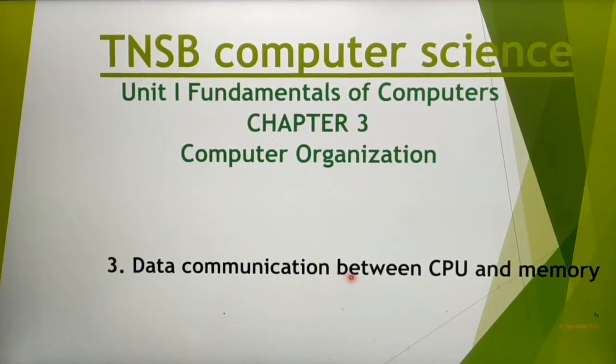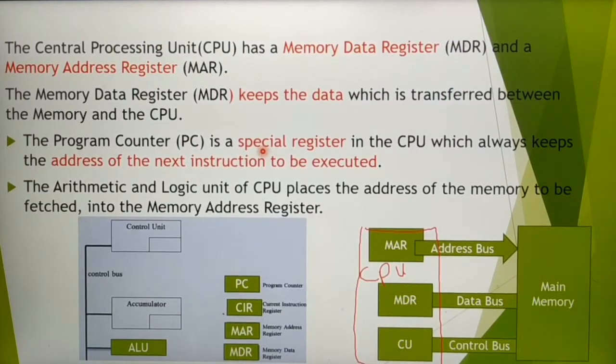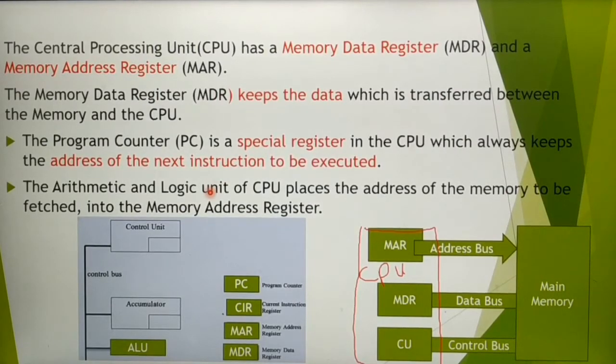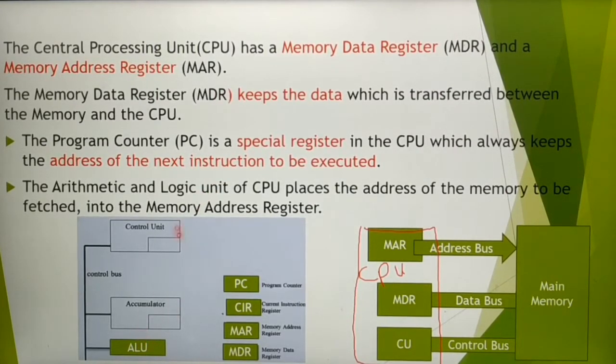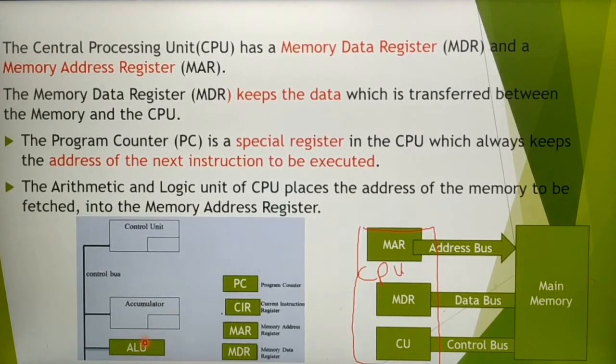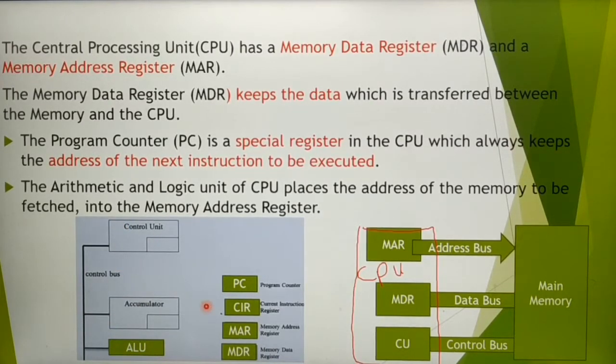Dear children, in this video we are going to see about data communication between the central processing unit and memory. We know the CPU is the most important component of our computer. Here we have three important parts: the arithmetic logic unit, internal memory and control unit. Apart from these three parts, we have some other components also: the memory data register, memory address register, current instruction register and program counter.